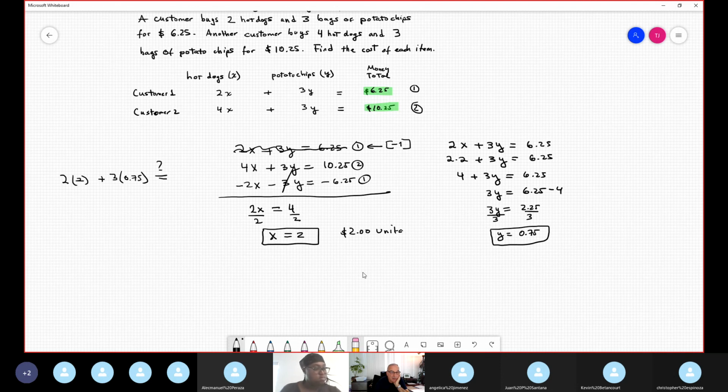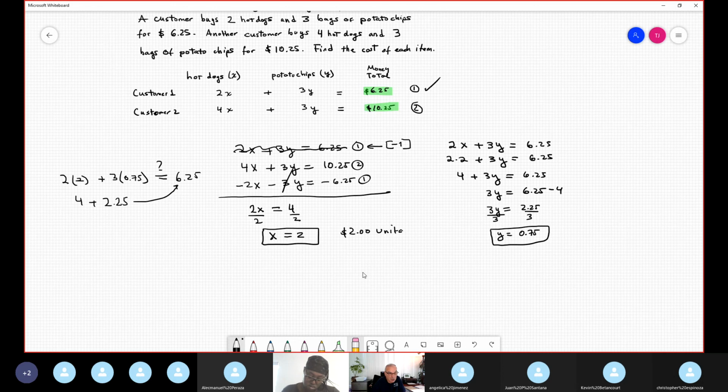Should be $6.25. This is $4. And the multiplication 0.75 times 3 is $2.25. It's exactly the same, $6.25. Boom, I check customer one.